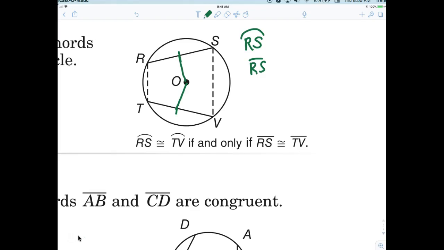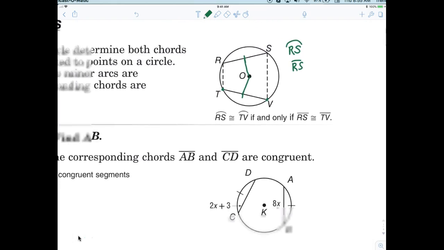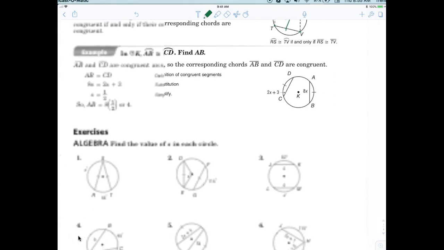The chord is just any line segment whose endpoints are on the circle. All right, so the diameter we say is the largest chord. But a chord is just simply a segment whose endpoints are on the circle. All right, so now let's go through real quick.